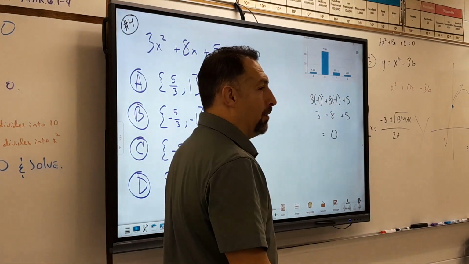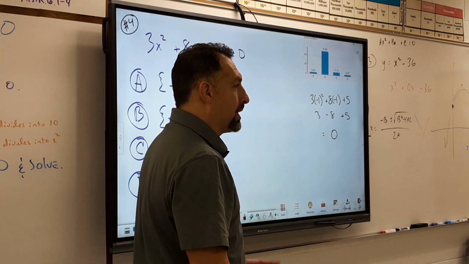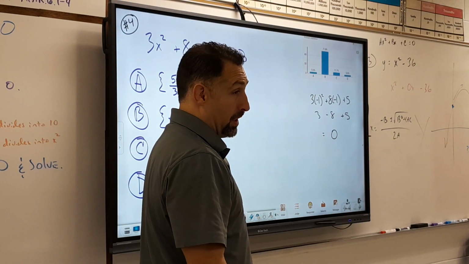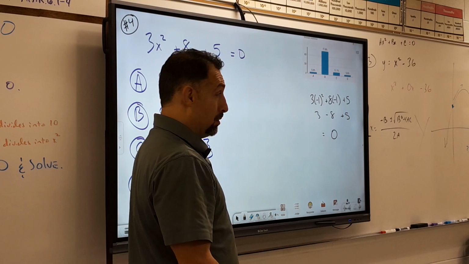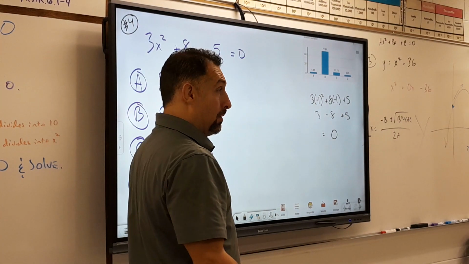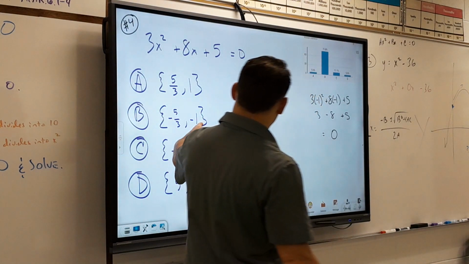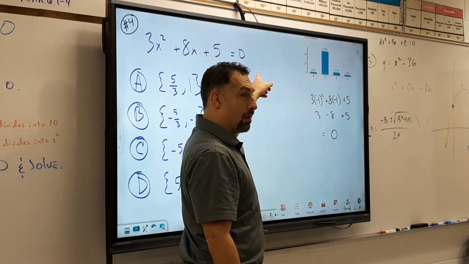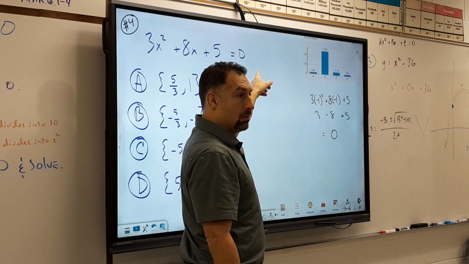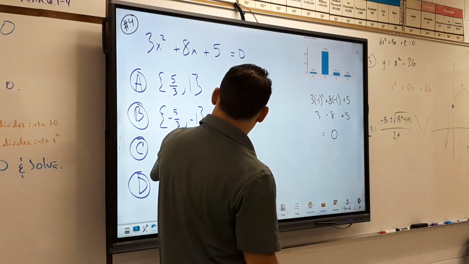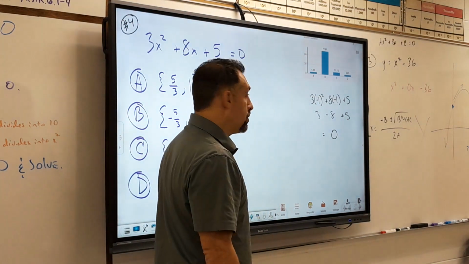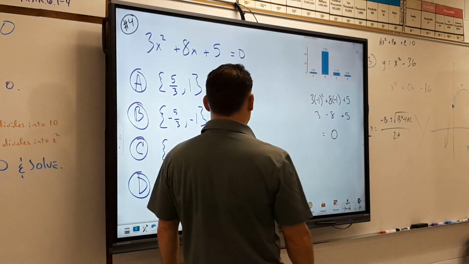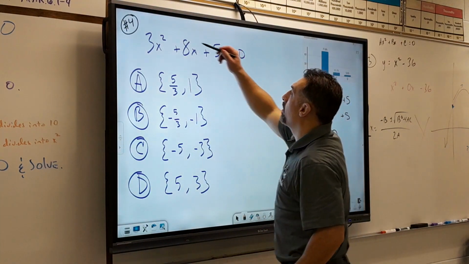I plugged in -1. You can use a calculator. What does it equal? 0. If it's a solution, then if I plug in that number, it's supposed to equal 0. So -1 should be a solution. Does any other answer have -1? But let's do it the way we're supposed to do it.